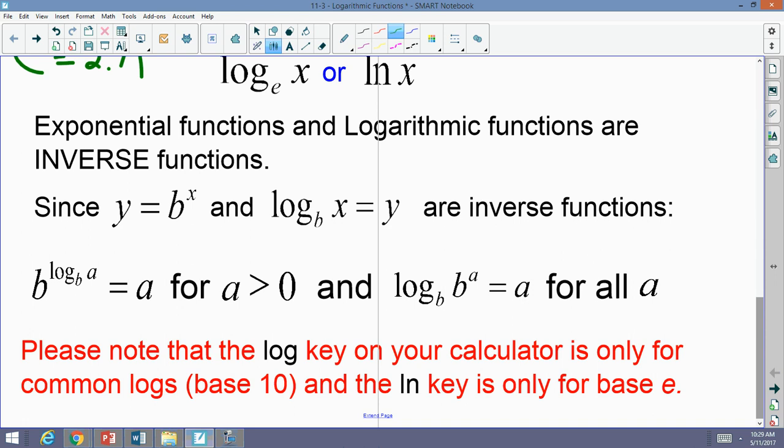We mentioned this before. Exponential functions and logarithmic functions are inverses. y equals b to the x power, and log base b of x equals y are inverse functions. We talked about this already.